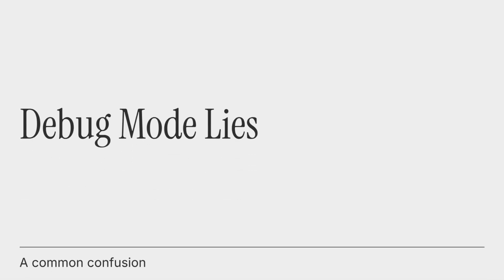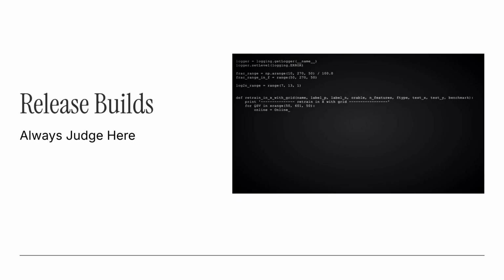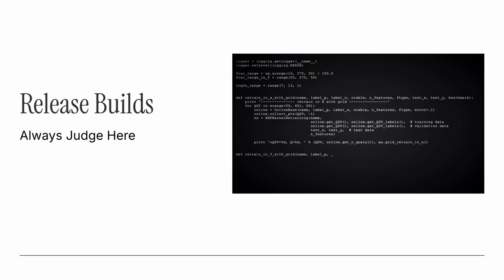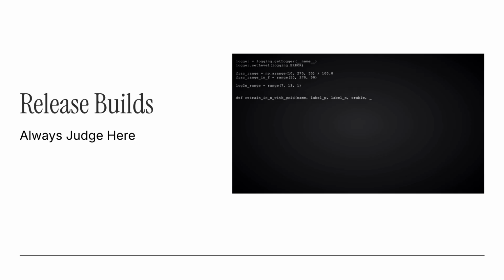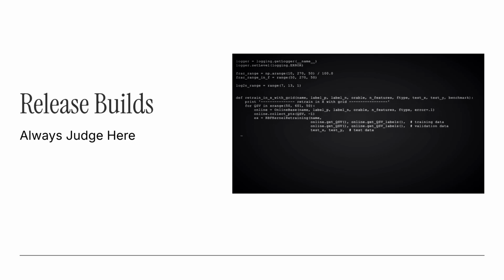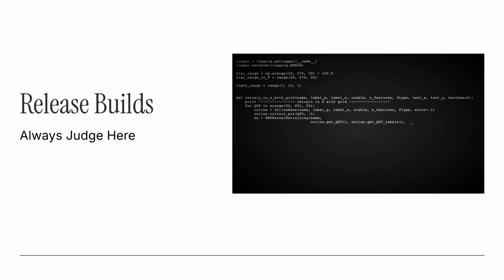Finally, we address a common area of confusion for developers when testing performance. The development mode, or debug mode, is intentionally slower as it includes extra checks and features for debugging. Never judge the final app's performance while running in debug mode. Always test and evaluate performance using a release build.